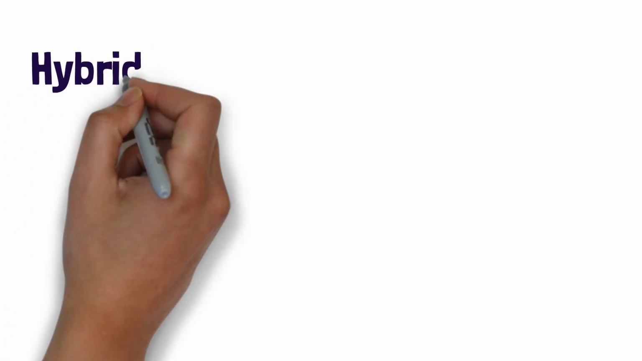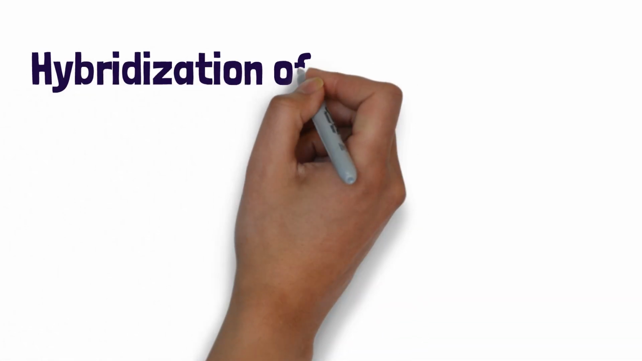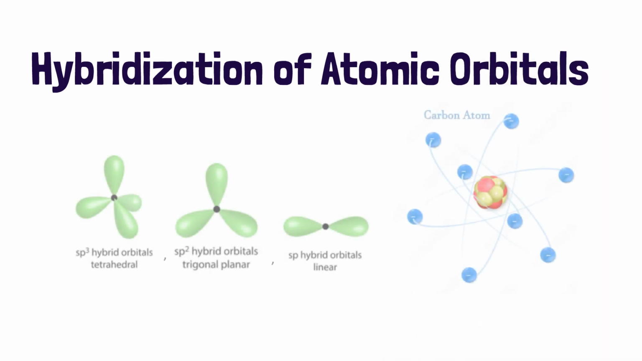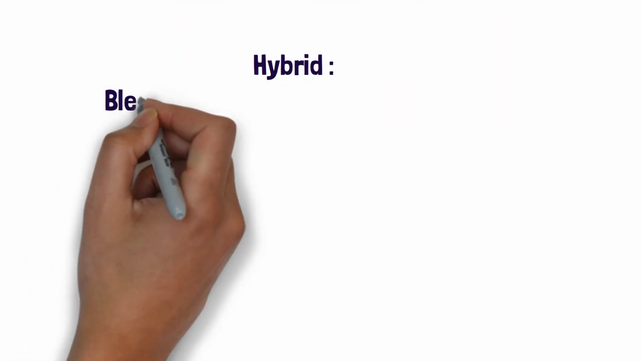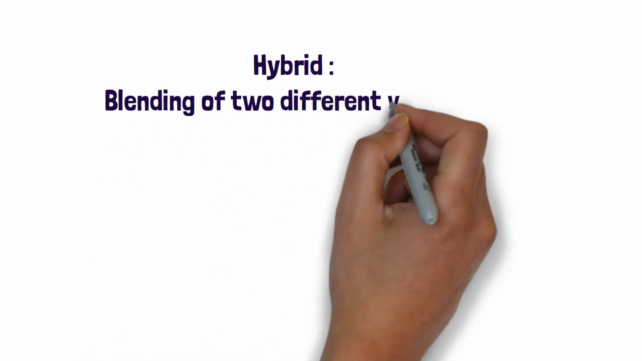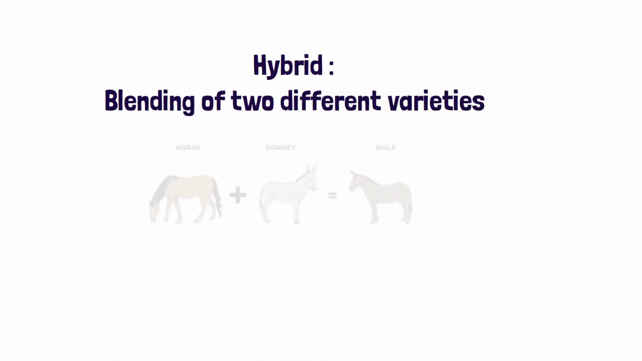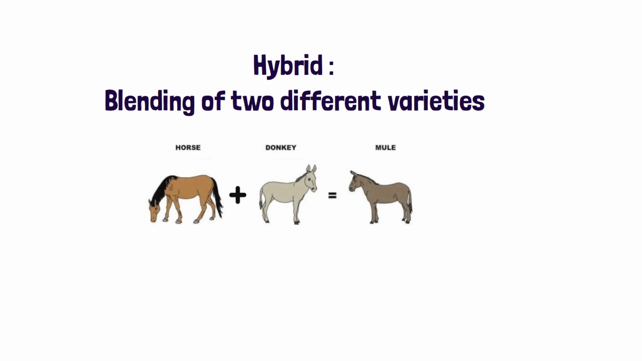Hi everyone, in this video we're gonna talk about hybridization of atomic orbitals, sp3, sp2 and also sp hybridization of carbon. So let's take a look at the word hybrid. It is a blending of two varieties. For instance, a mule is a hybrid of horse and donkey.